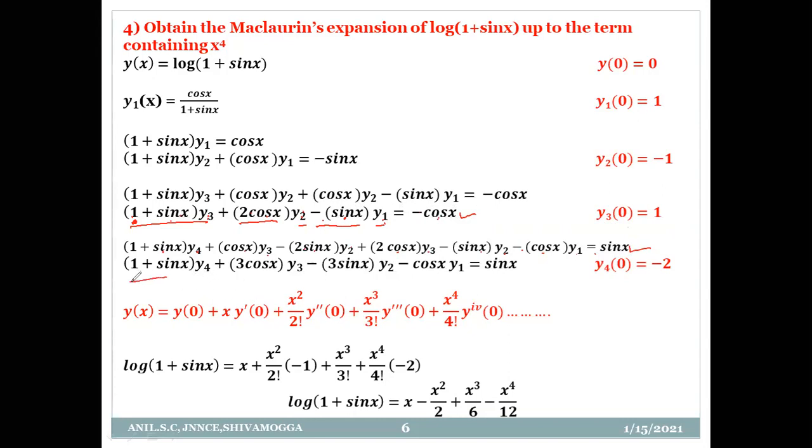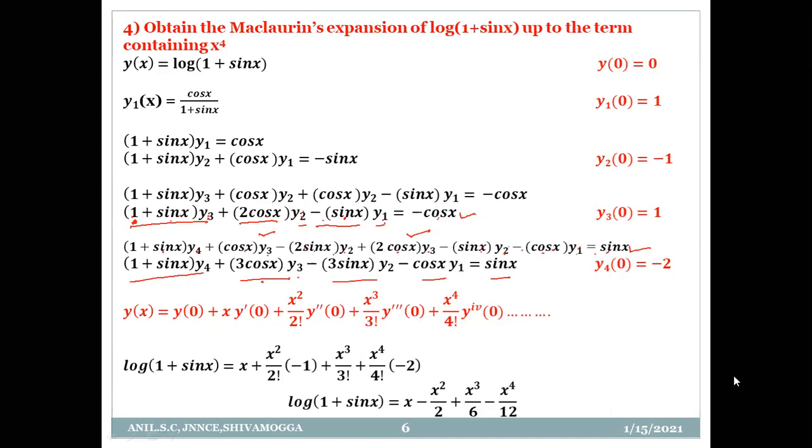1 plus sin x into y4. Cos x y3 plus 2 cos x y3 is 3 cos x y3. Minus 2 sin x y2 minus sin x y2 is minus 3 sin x y2. Minus cos x y1. This is equal to sin x.